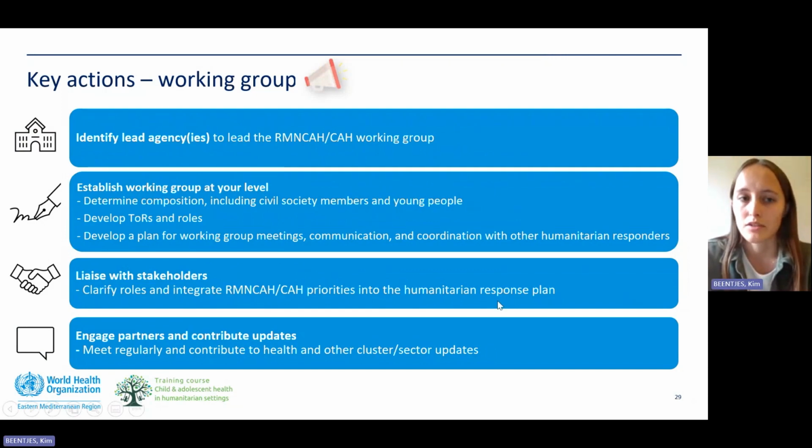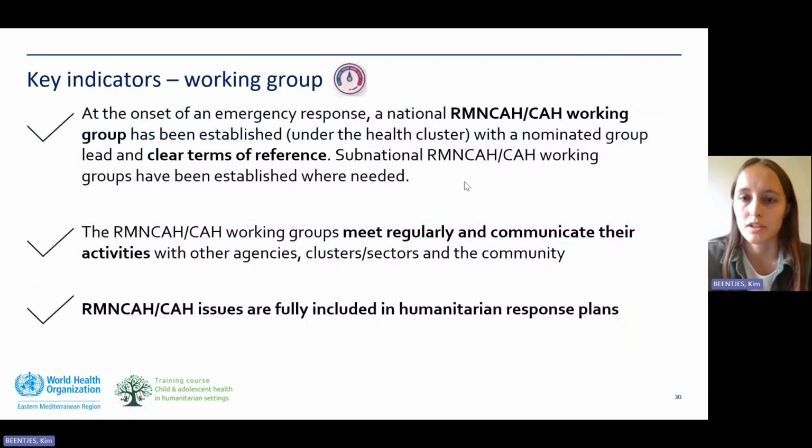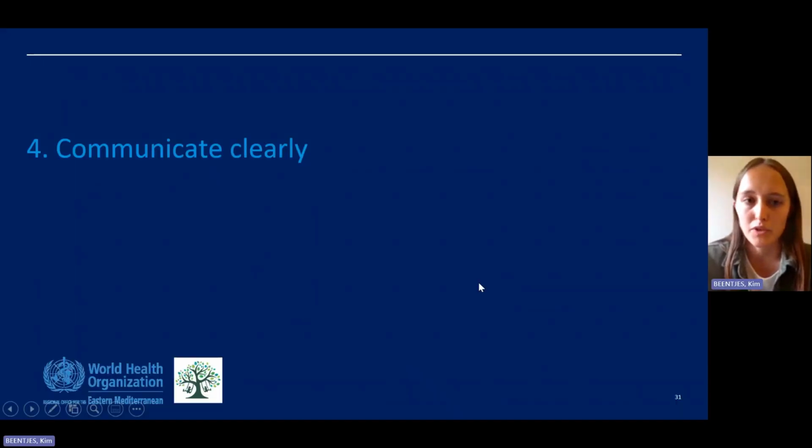The indicators linked to this are that at the onset of the emergency, a national RMN-CAH or Child and Adolescent Health Working Group has been established under the health cluster with a nominated group lead and clear terms of reference. And there's also a sub-national working group when needed. The working groups meet regularly and communicate their activities with other agencies, clusters, sectors, and the community. Then the last one is that RMN-CAH issues are fully included in humanitarian response plans. Then I will move on to communicating clearly.